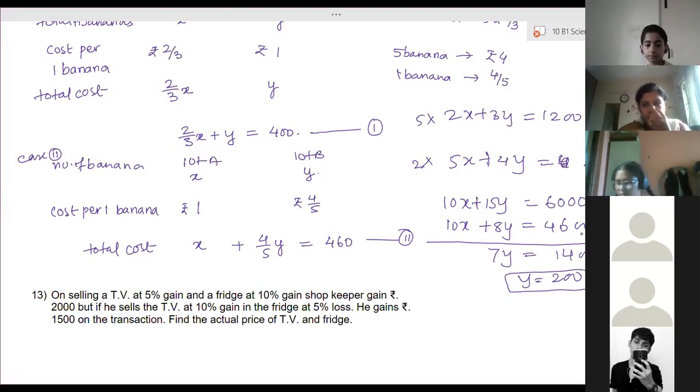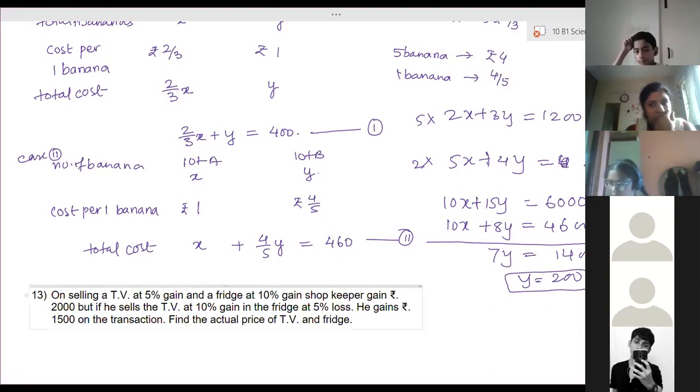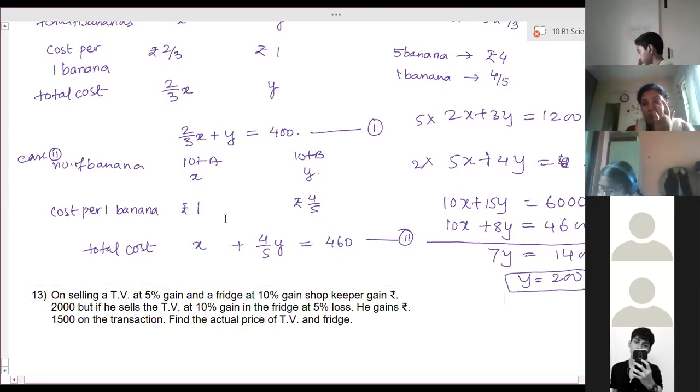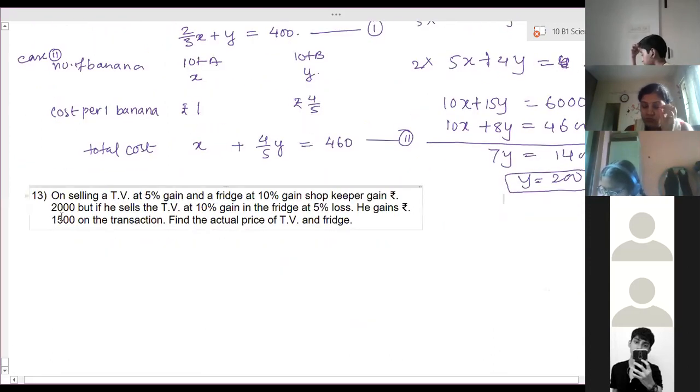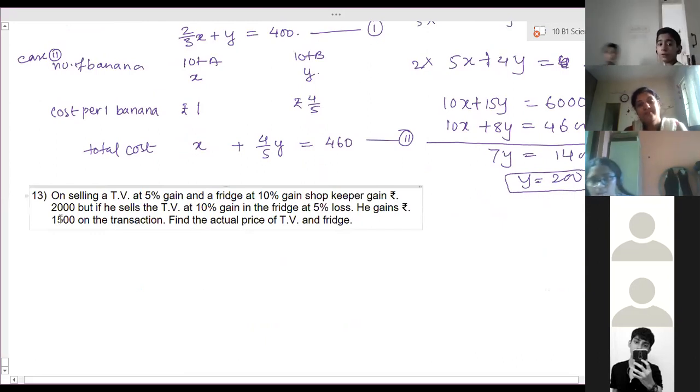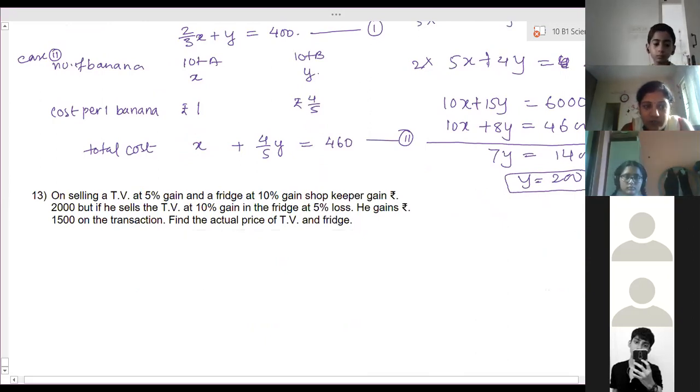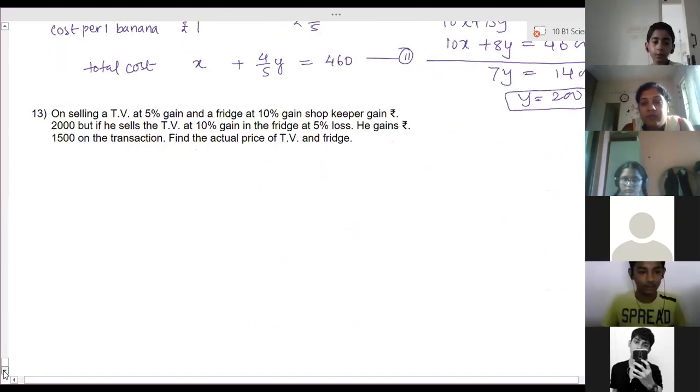Ma'am, I took the total cost for case 1 and case 2 the same. That's why it went wrong. Okay. Now this question is somewhat similar to the 10th one, but different. Everyone completed the 12th question? Yes, ma'am.